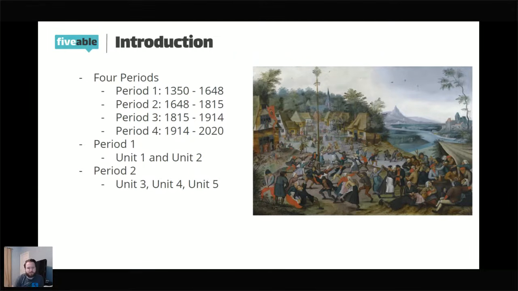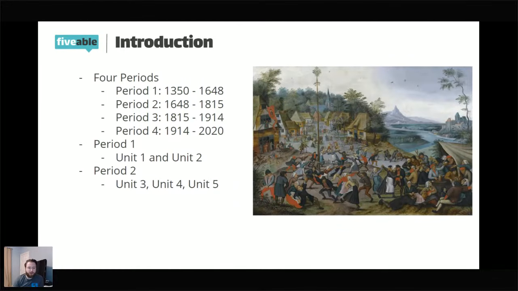Period 3, 1815 to 1914. So Congress of Vienna all the way to the start of World War One. And then period 4 is 1914 to 2020. So 1914 to today. Okay.